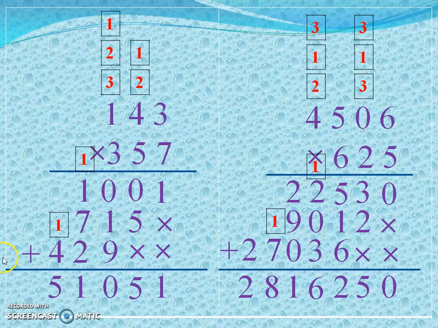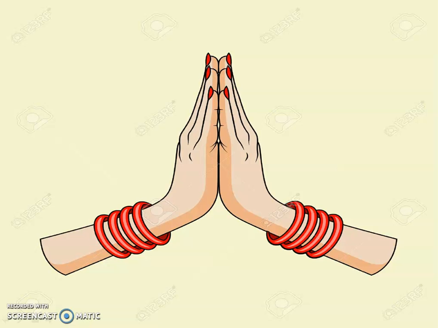So we came to know that 4,506 multiplied by 625 gives you 28,16,250. I hope this video is very useful for you, and I also hope that now you are clear about multiplication by 1, 2 and 3 digits.